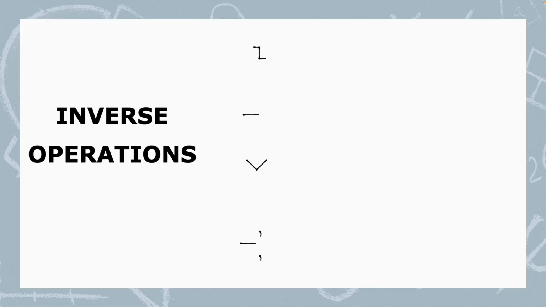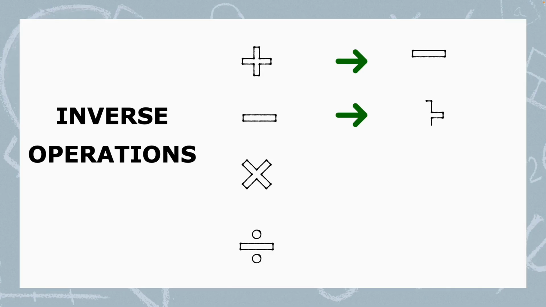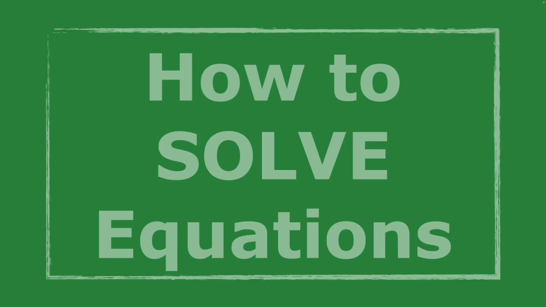Math has 4 basic math operations, and each one of them undoes one of the other ones. So if we see addition, we will undo that by subtracting. And subtraction is undone by addition. Multiplication is undone by division. And lastly, division is undone by multiplication. So let's jump in and talk about how to solve equations.